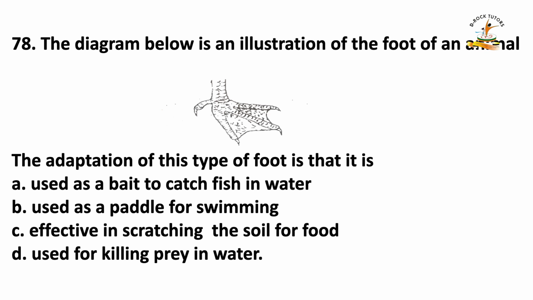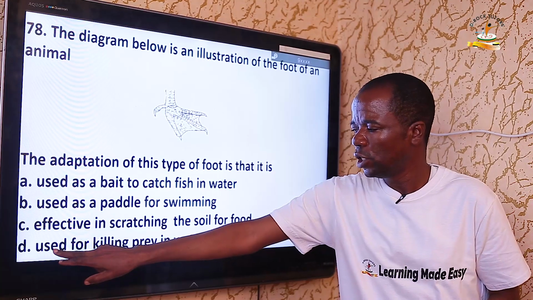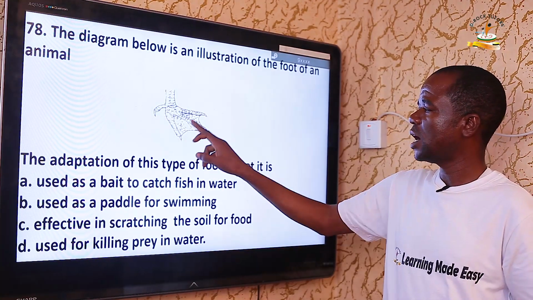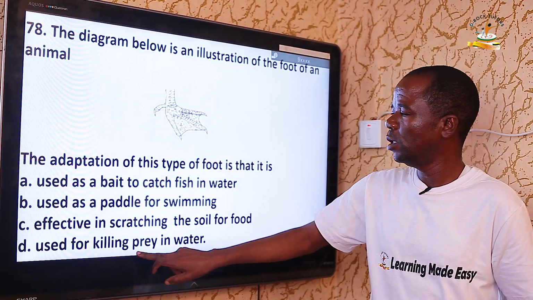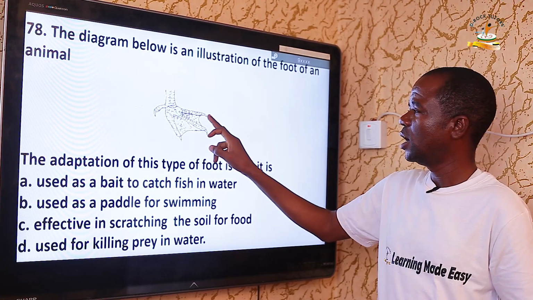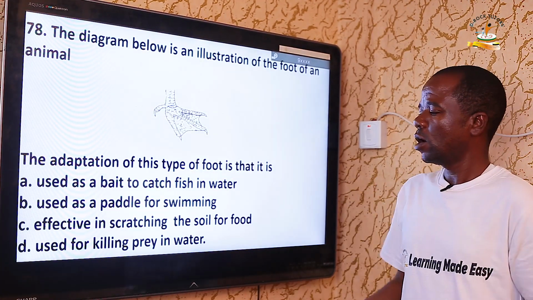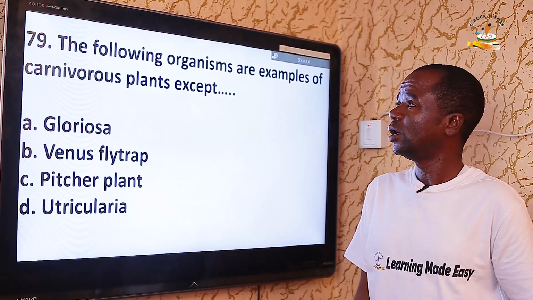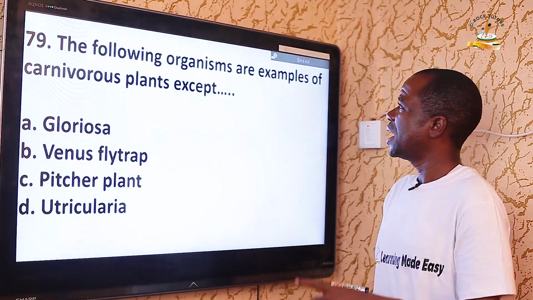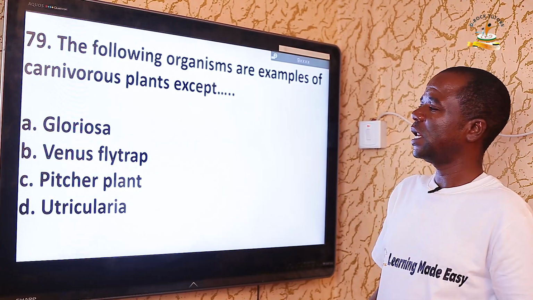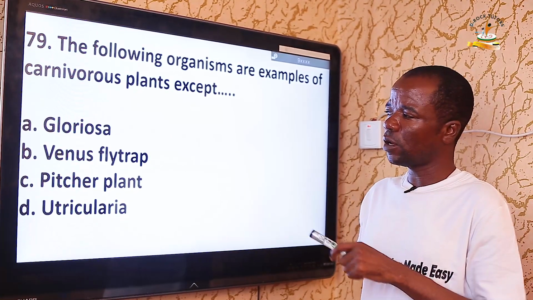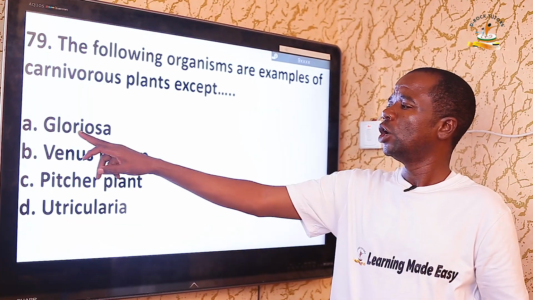So if you look at the options here, the one that is correct is D, used for killing prey in water. Why is it water? Because they have webbed digits, and then killing prey because you can see the claws here are sharp and curved. So the correct option is D. Number 79. The following organisms are examples of carnivorous plants, except. If you look at all the options, the only one that is not a carnivorous plant is Gloriosa.